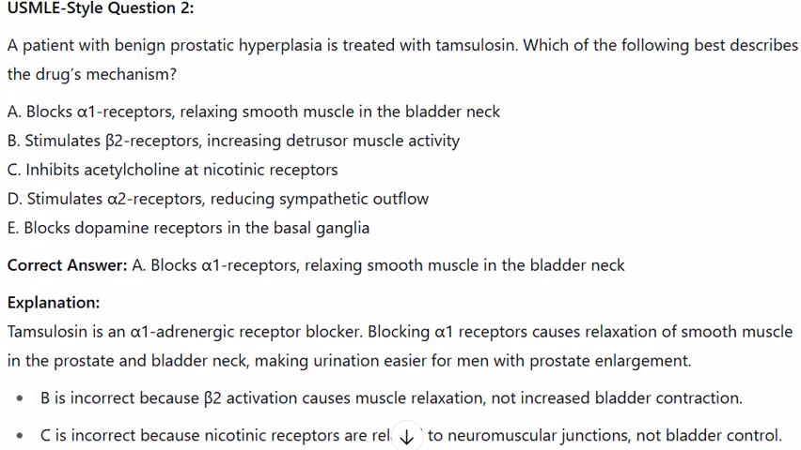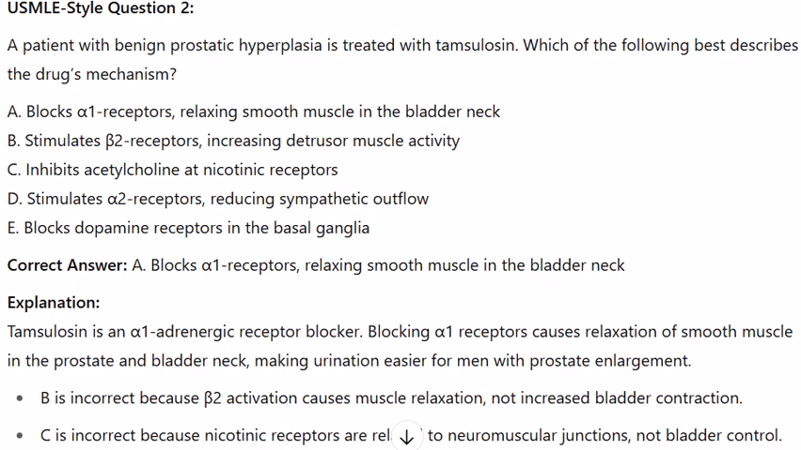A. Blocks alpha-1 receptors, relaxing smooth muscle in the bladder neck. B. Stimulates beta-2 receptors, increasing detrusor muscle activity. C. Inhibits acetylcholine at nicotinic receptors. D. Stimulates alpha-2 receptors, reducing sympathetic outflow. E. Blocks dopamine receptors in the basal ganglia.